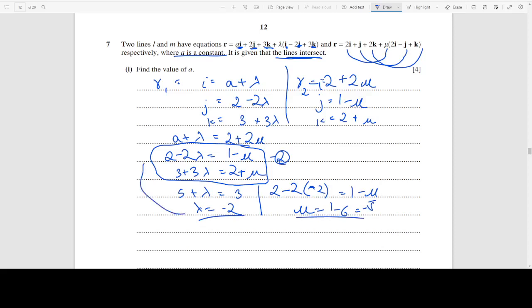We can substitute both of these in this first equation where we have a. So a minus 2 in place of lambda is equal to 2 plus 2 into minus 6. A is equal to minus 8. Oh sorry, mu is actually minus 5, not minus 6. So here it's going to be 5, so we get minus 6.